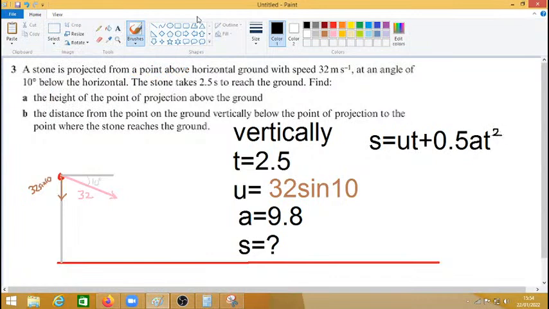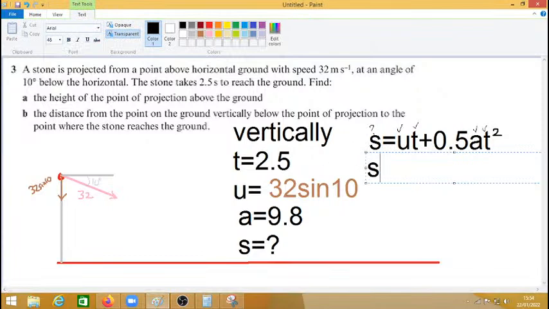Okay, let's just go through each bit to see whether we know it or not. The S is definitely we don't know it, but that's okay. We can have one unknown. The U, we know it. It's 32 sine 10. The time, we know it. The acceleration, we know it. The time, again, we know it. So that should be quite easy to type into your calculator if you substitute correctly.